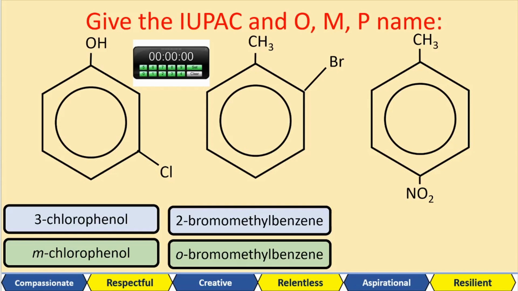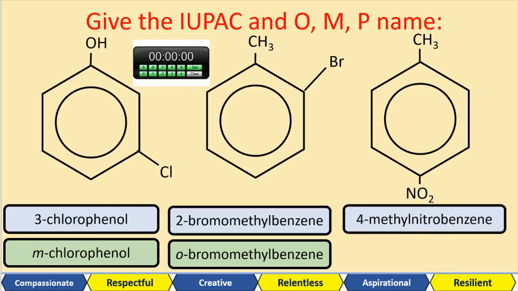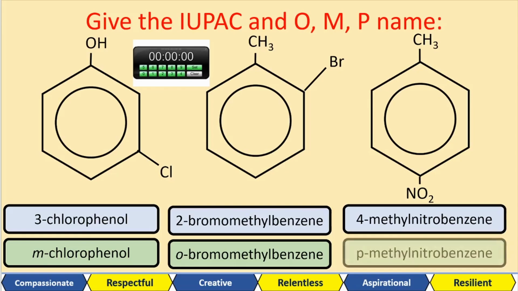Now for this one, we have to put this in alphabetical order because one is in a 1 position, one's in a 4 position, but we just have to know which one's which. We've got a methyl group and we've got a nitro group. M comes before N, so it should be 4-methyl-nitrobenzene. And that 4 position, you can kind of think of it like a P. 4 is a P if you flip it the other way around. And that gives us P-methyl-nitrobenzene.